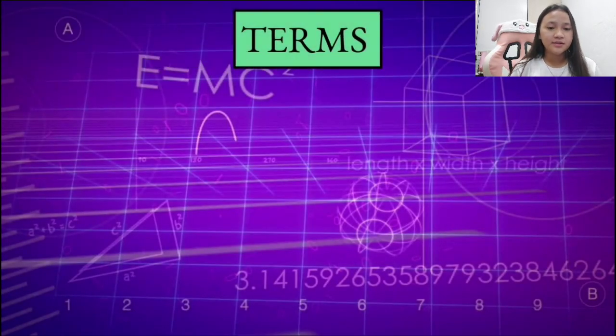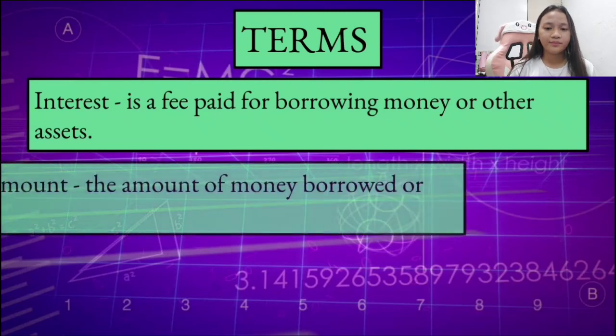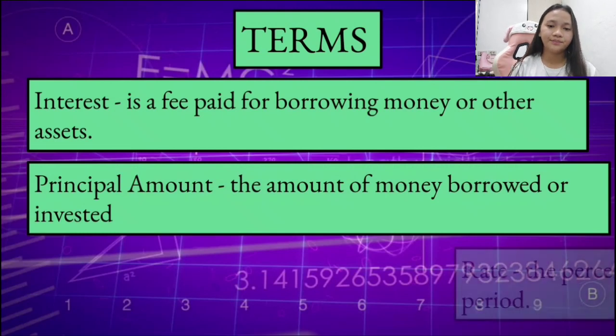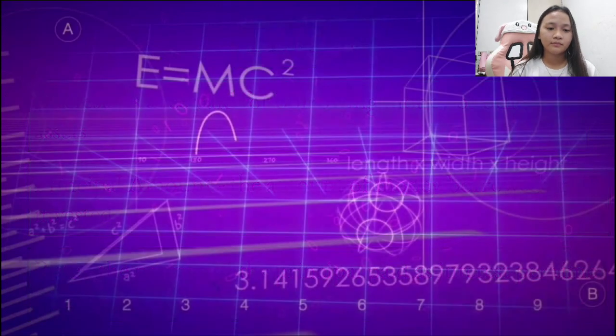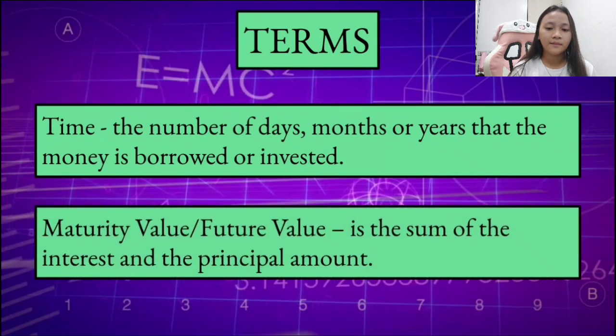These are the terms. Interest is a fee paid for borrowing money or other assets. Principal amount is the amount of money borrowed or invested. Rate is the percent of the principal paid as interest per time period. Time is the number of days, months, or years that the money is borrowed or invested. Maturity value or future value is the sum of the interest and the principal amount.